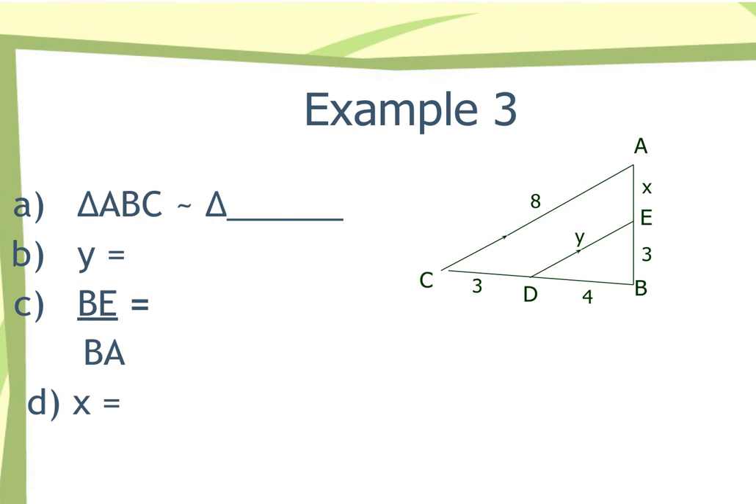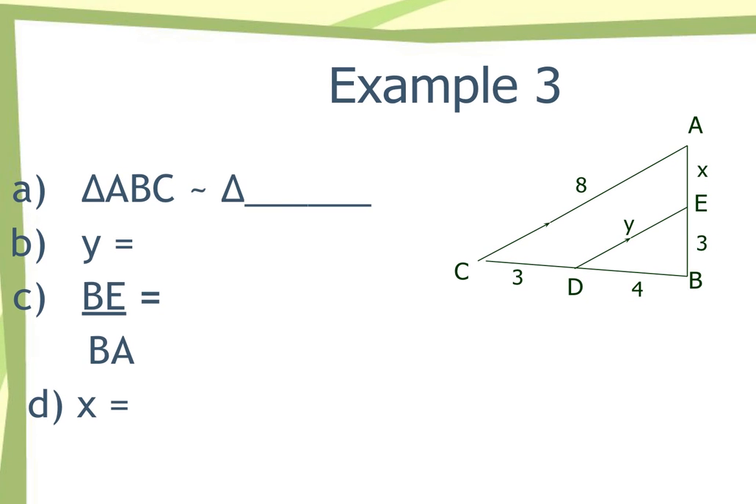Example 3. Now, the first part of example 3, we just have to come up with the similarity statement. So ABC is similar to what 3 letters of the other triangle? Savannah, give it a shot. EBD. Okay. So angle A is going to be the same measure as angle E. B is the same as itself, and D is congruent to C. Cool beans? Yeah. All right.